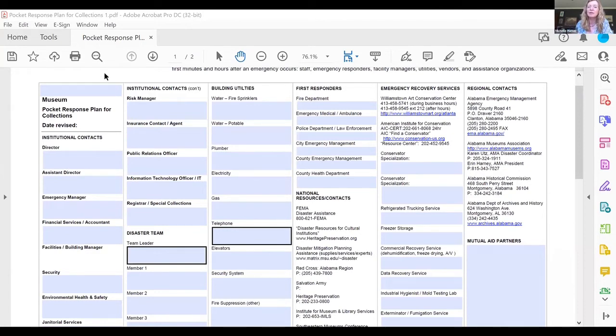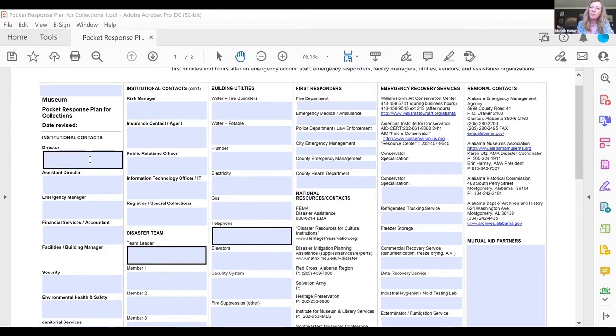They're all very similar, and some of them are specific, you know, they've got information for a particular collection, others don't. So this first side of the pocket response plan includes all the contact details of people. Because this was developed in America, some of the terms that they use might not be appropriate, and you can always just delete those.